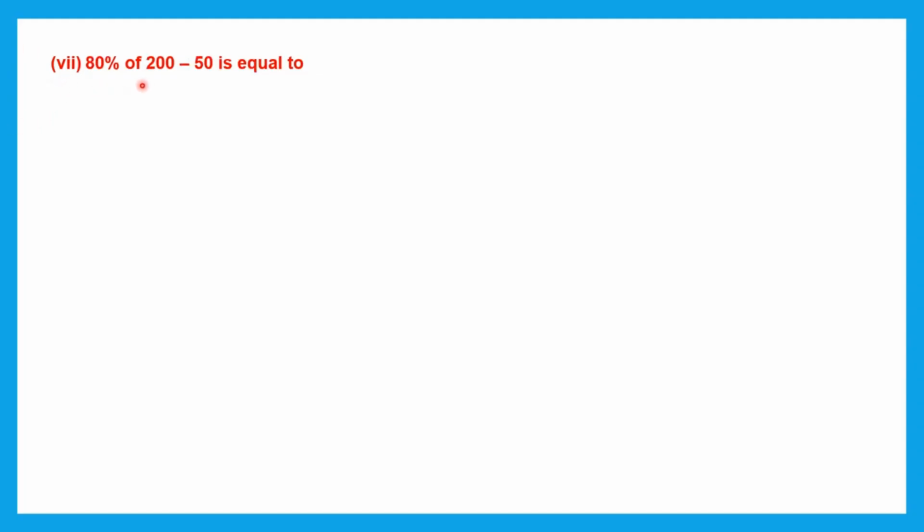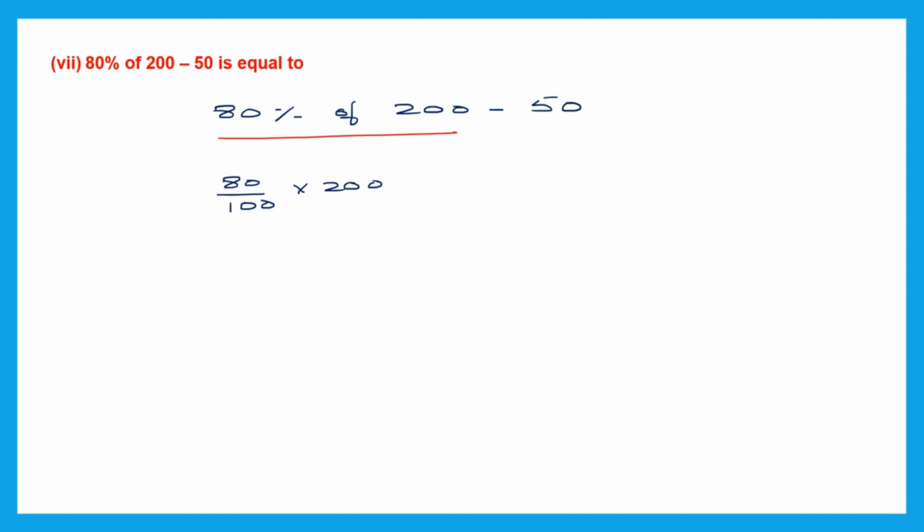Question 7. 80% of 200 minus 50 is equal to what? So let's write this question down. So this is 80% of 200 minus 50. So here, as you can see, we have two operations. We have of and minus. And remember BODMAS, according to which of has to be worked out first. That means we should do 80% of 200 first. So what will that be? That is 80 by 100 into 200. So this we have to work out first, and then, so I'll put it in brackets and then minus 50 from it. So now let's work this out.